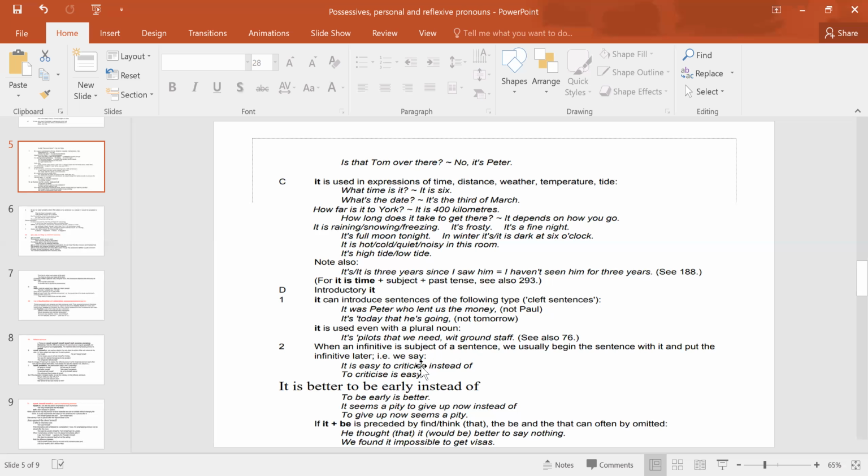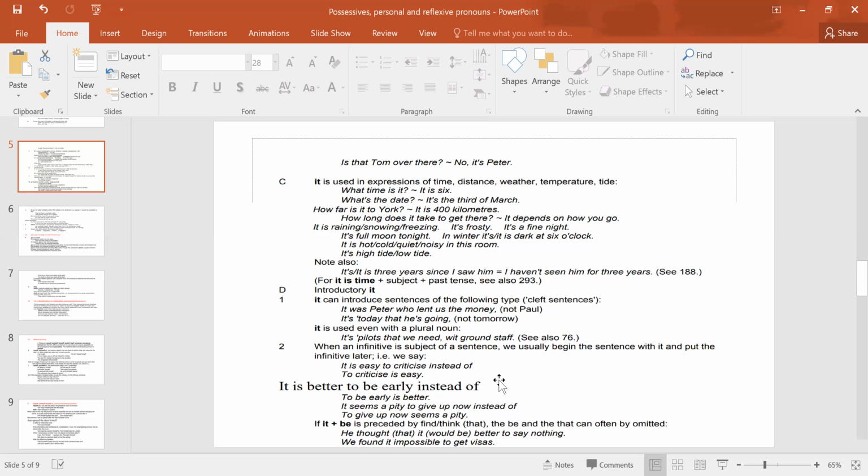When an infinitive is the subject of a sentence, we usually begin the sentence with it and put the infinitive later. An infinitive is when we use to plus the base form of the verb, and sometimes of course you can use the infinitive without to as well, and those are called bare infinitives, which we have already discussed in the class. It is easy to criticize instead of to criticize is easy. Instead of writing it this way, you can write it is easy to criticize.